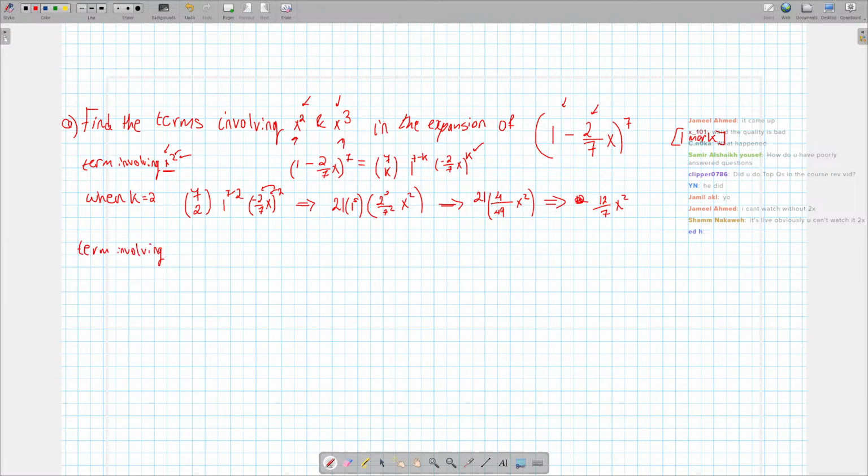For the term involving x cube, no one mentioned 2 times speed, it's a sentence.